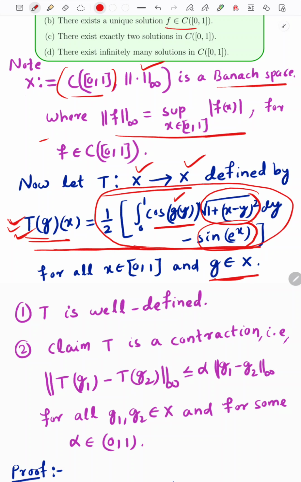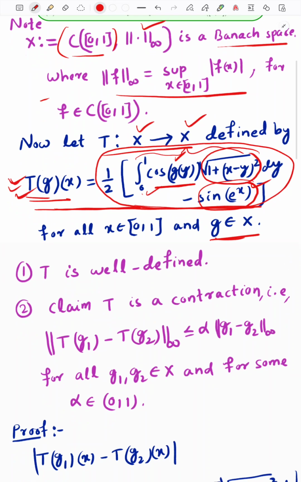So we know that if we integrate a continuous function, it gives a differentiable function, so this expression is differentiable, so it is also continuous. So this term is continuous and this one is continuous, so this expression is continuous. Therefore the operator T is well defined, means it is mapping the X space to X space. But to apply the Banach fixed point theorem, the theorem says that if T is an operator from X to X and X is a complete normed space.